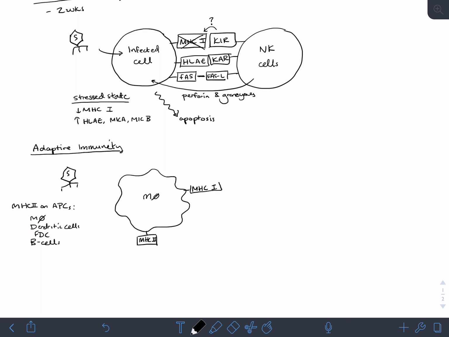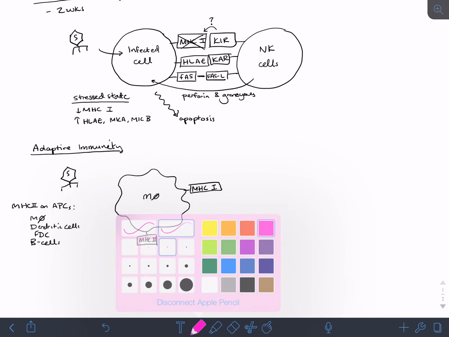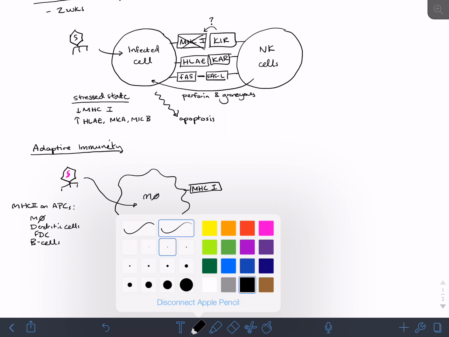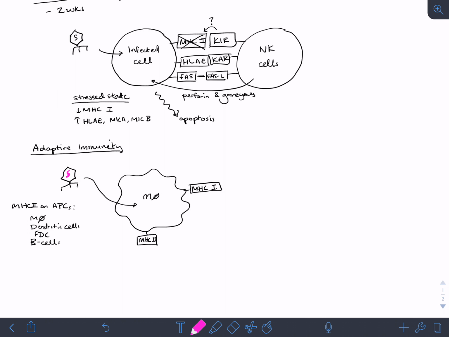MHC1. Okay? So what happens is, let's represent the viral DNA, essentially the antigen, as this pink color. This virus is going to infect, or try to infect, this macrophage. And what the macrophage is going to do is chop up the viral peptides that it creates into little pieces, and present them onto your MHC1 or your MHC2 as well.